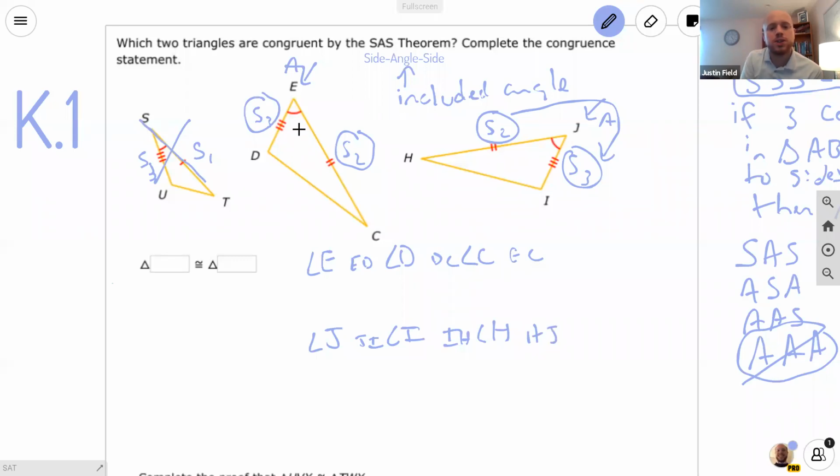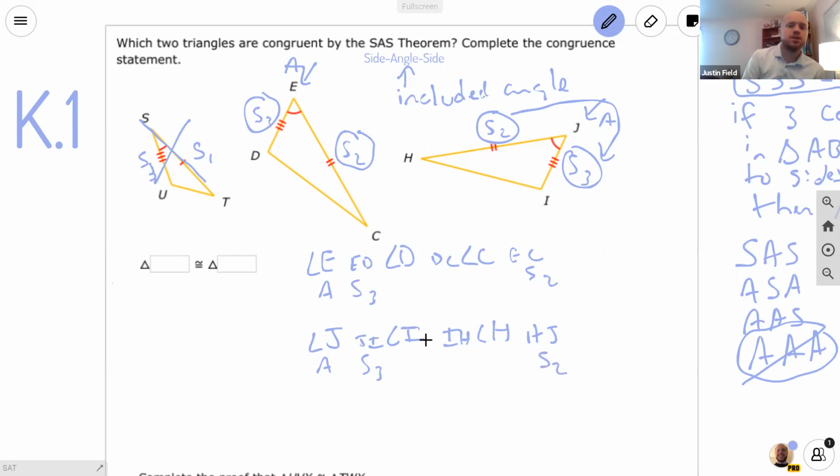Okay, so what do we know? We know S3 is DE, and we know E is an angle, and then we know EC is another side. Okay, and then here we know J is the angle, and we know JI is S3, and then we know HJ is S2.